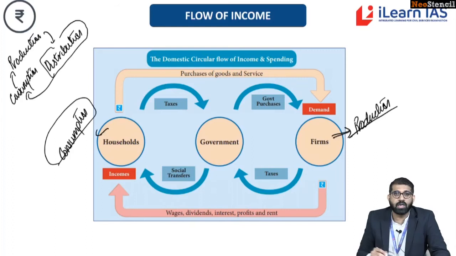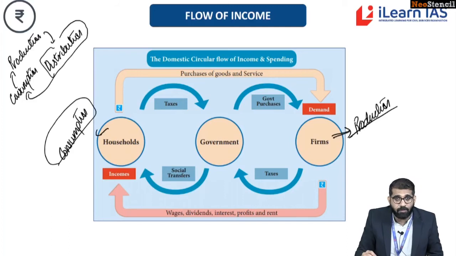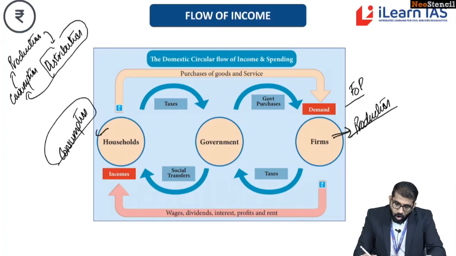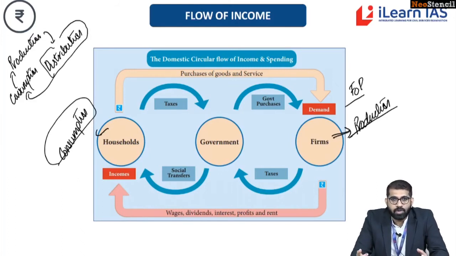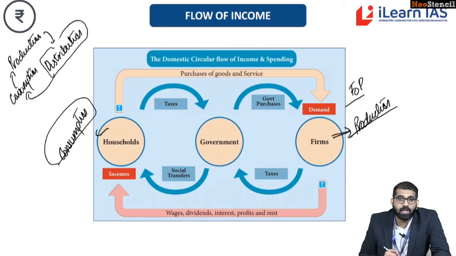Now, how does this particular flow happen? I have already mentioned the factors of production, right? So firms use factors of production in order to produce various products. Clear? So firms are using factors of production to produce various products, and in the process of production, they will have to pay a particular amount as return to the factors of production. Clear? So first we will start with the firms paying the household. How do firms pay the household?